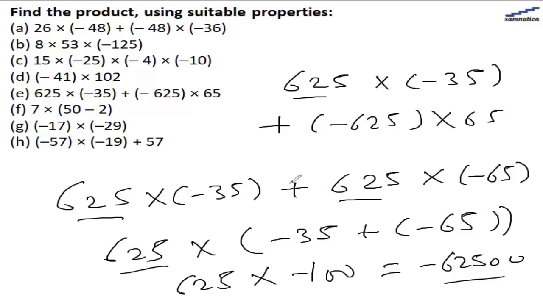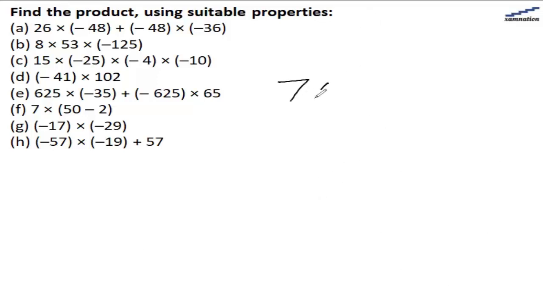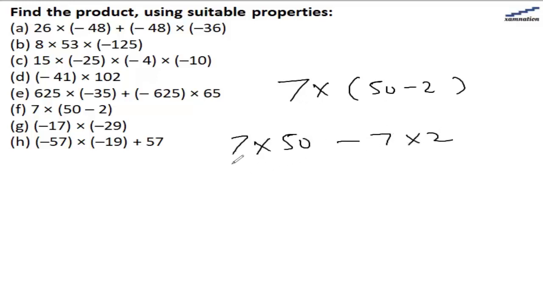For the F part, we have 7 multiplied by 50 minus 2. We're just going to open up the bracket. So this will be 350, and this will be minus 14, and the answer, 336, will be the answer for the F part.